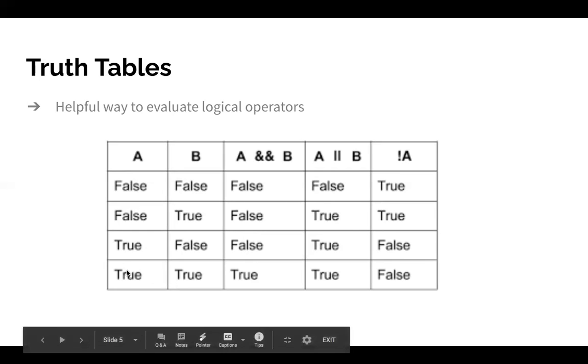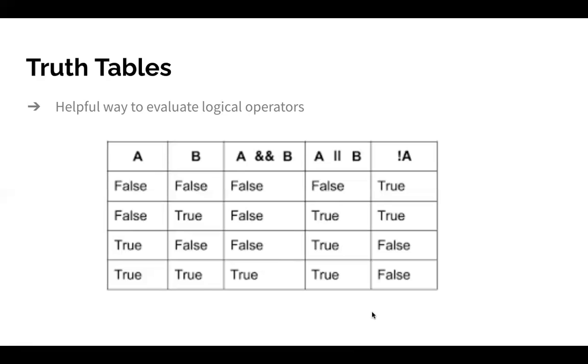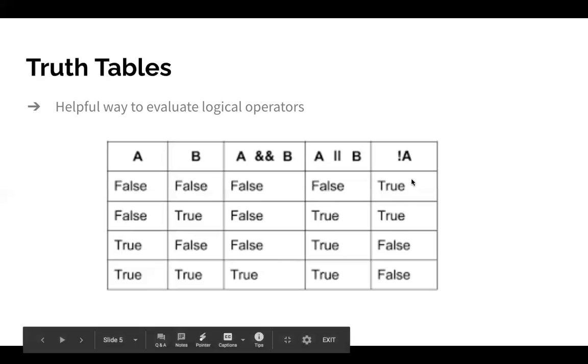Our last row here, A and B are both true. So A and B will finally get that one to evaluate to true. A or B will be true since you only need one of those for that OR operator to evaluate to true. Since we have both, it'll still work. And then not A is going to be false since our A value is true.